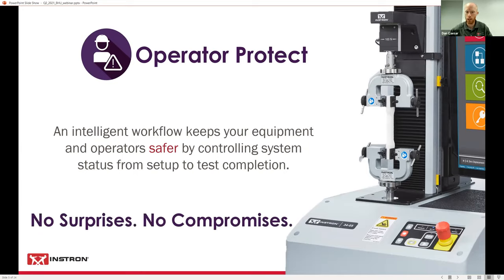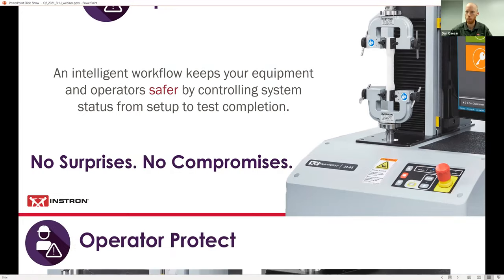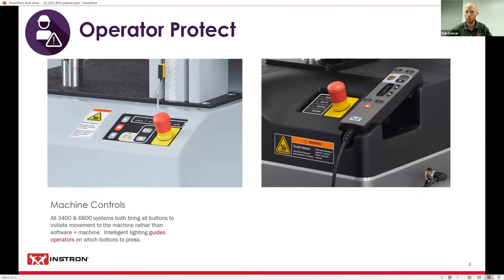And as always, your efficiency is always a consideration. So our workflow means that there are no surprises and no compromises with your testing when it comes to this Operator Protect framework. 3400 and 6800 systems both bring all buttons to initiate movement to the machine rather than the software, and there's an intelligent lighting that guides operators on which buttons to press.